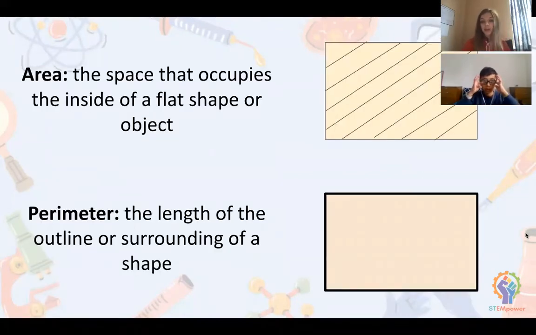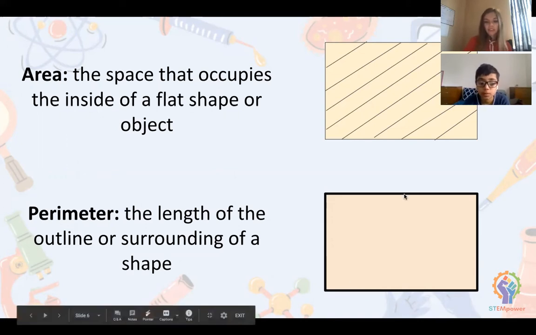Okay, so we're going to be learning about area and perimeter today. The area is the space that occupies the inside of a flat object. So all of the yellow would be considered the area of the object. The perimeter is the length of the outline surrounding the shape. So it's basically the black line, the outside of the object.